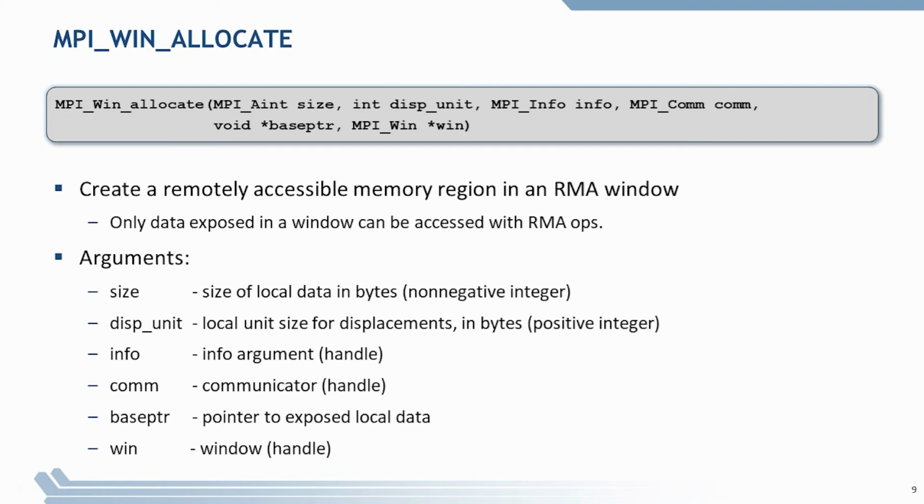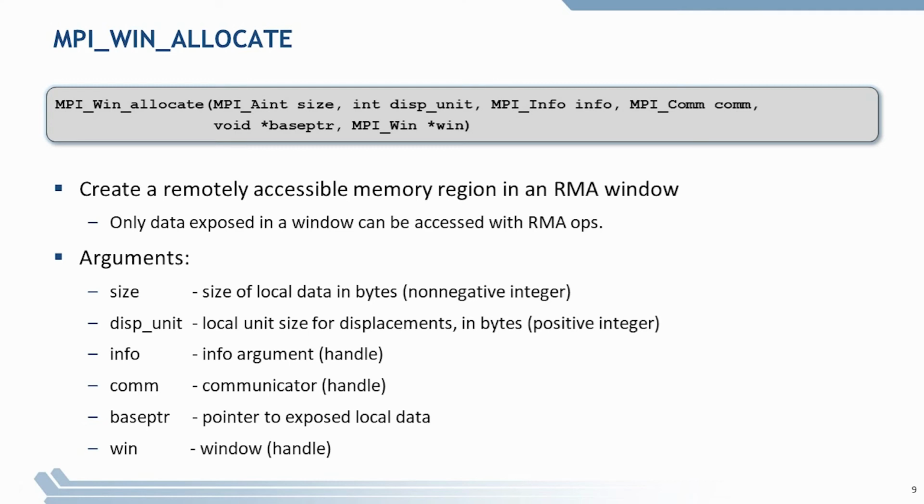There's that communicator. The purpose of that communicator is twofold. One is to specify the number of processes. The other is that this is a collective call over that communicator, and it basically has barrier semantics.